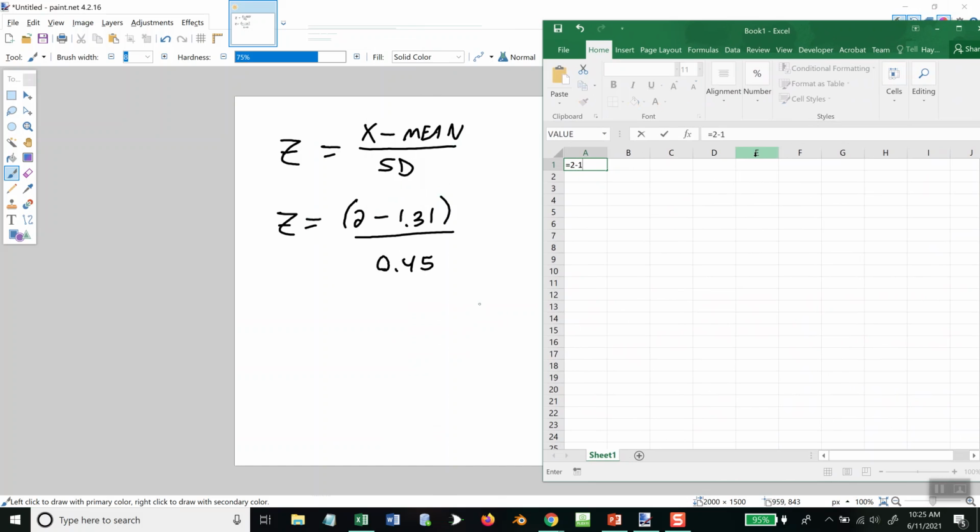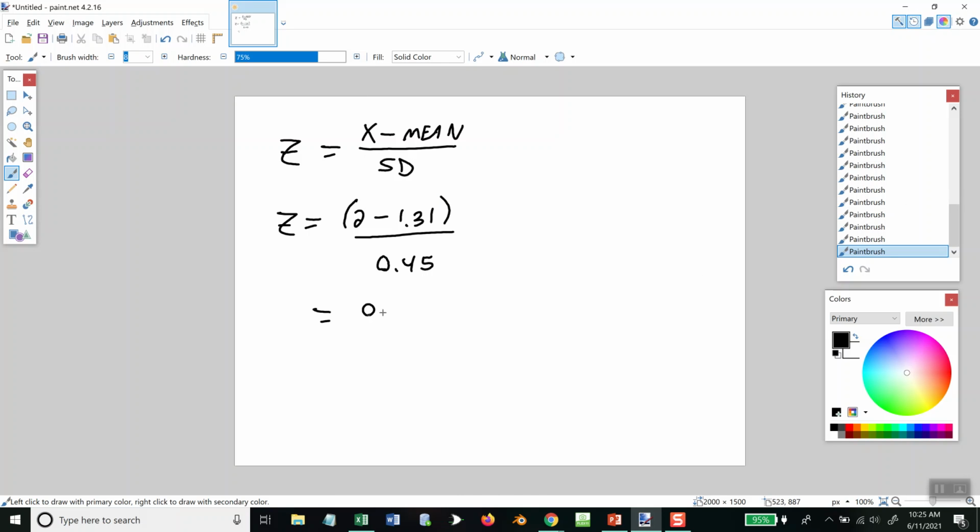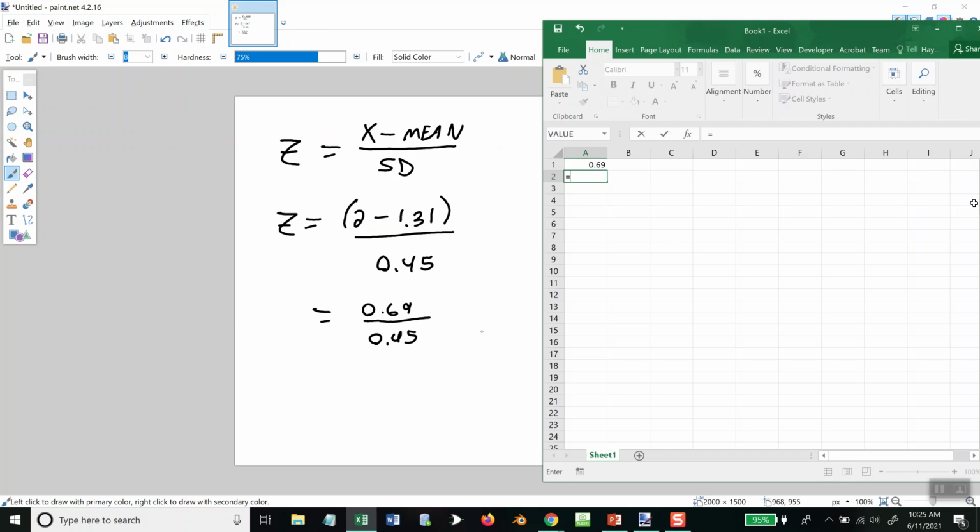Equals 2 minus 1.31. And I know I should be able to do decimals in my head, but 0.69 over 0.45. So now I'll do that divide. 0.69 divided by 0.45 gives us, rounded, I'm assuming 2 decimal places, 1.53.